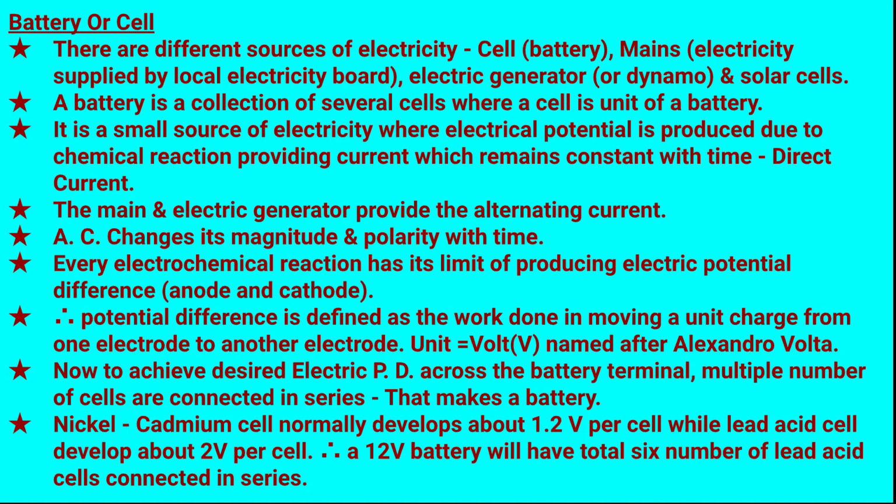Every electrochemical reaction has its own limit for producing an electric potential difference. In the battery we have an anode and a cathode, and these two have different potentials, so there will be an electric potential difference. Now, what is potential difference? Potential difference is defined as the work done in moving a unit charge from one electrode to another, that is, from cathode to anode. The anode and cathode are known as electrodes. The work done in moving a unit charge between them is known as potential difference, and it is measured in volts.